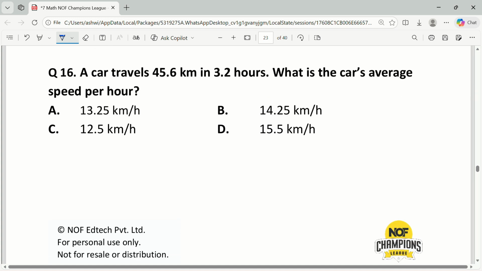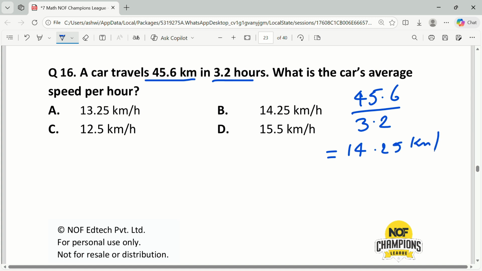A car travels 45.6 kilometers in 3.2 hours. What is the car's average speed per hour? Average speed is calculated as total distance divided by the total time. Given distance is 45.6 kilometers and time is 3.2 hours. The speed is equal to 45.6 upon 3.2, which is equal to 14.25 kilometers per hour. That is option B.